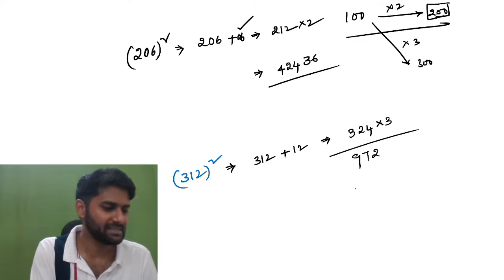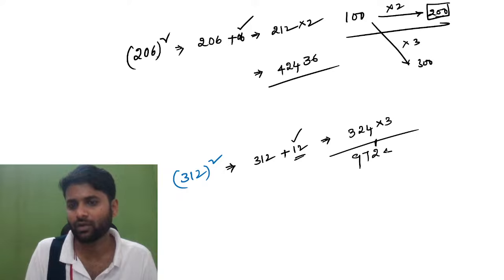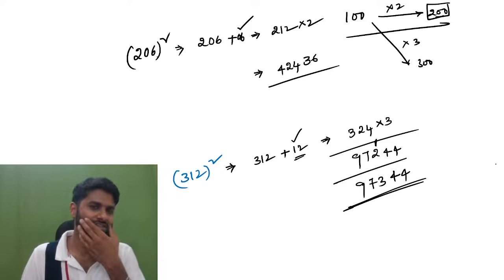So 972. And how much did we add here? 12 units. 12 square is equal to 144. Write down 44 and 1 is carried over. Then the final answer is 97344, the correct answer.